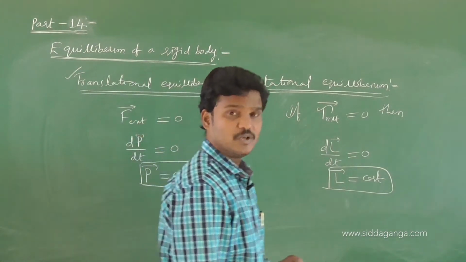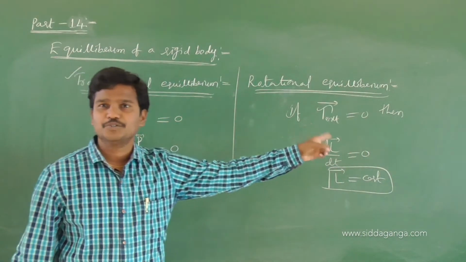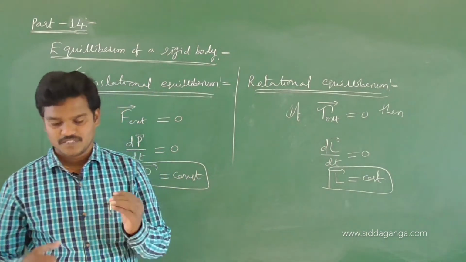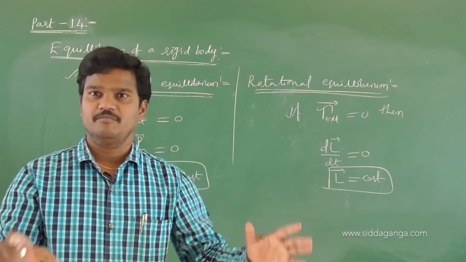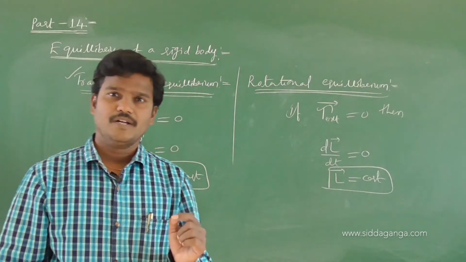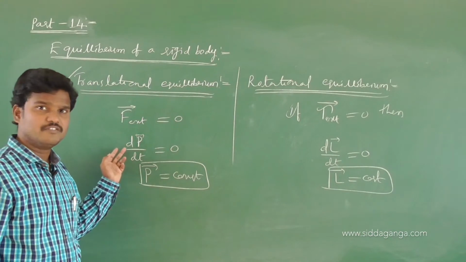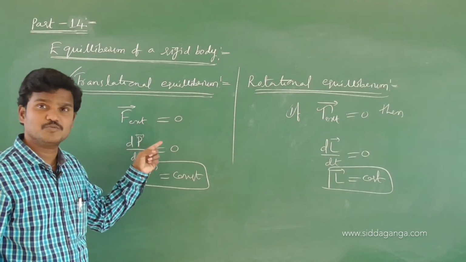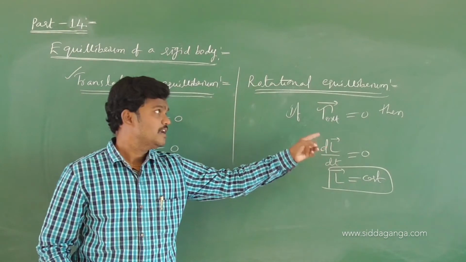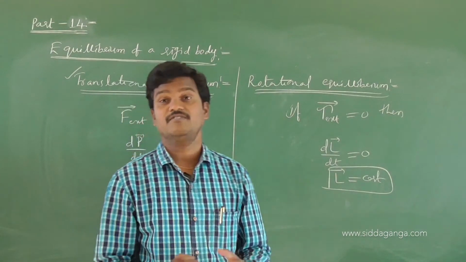Tell me when it is said to be in rotational equilibrium. If the net external torque acting on the rigid body is 0, then that body is said to be in rotational equilibrium. So generally a rigid body has mechanical equilibrium. Mechanical equilibrium means it is the combination of translational equilibrium and rotational equilibrium. Here it is said to be in translational equilibrium if the net external force acting on the rigid body is 0. Here it is said to be in rotational equilibrium if the external torque acting on the rigid body is 0. So these are the conditions for equilibriums.